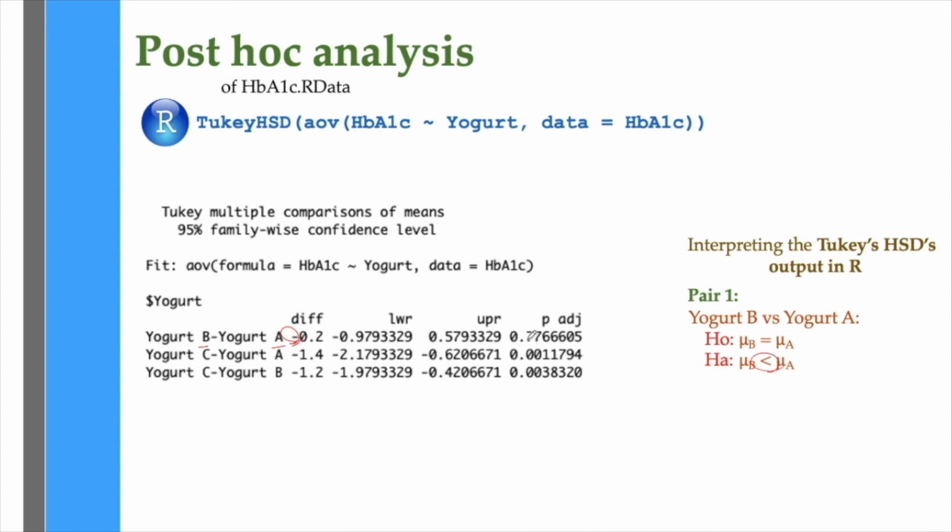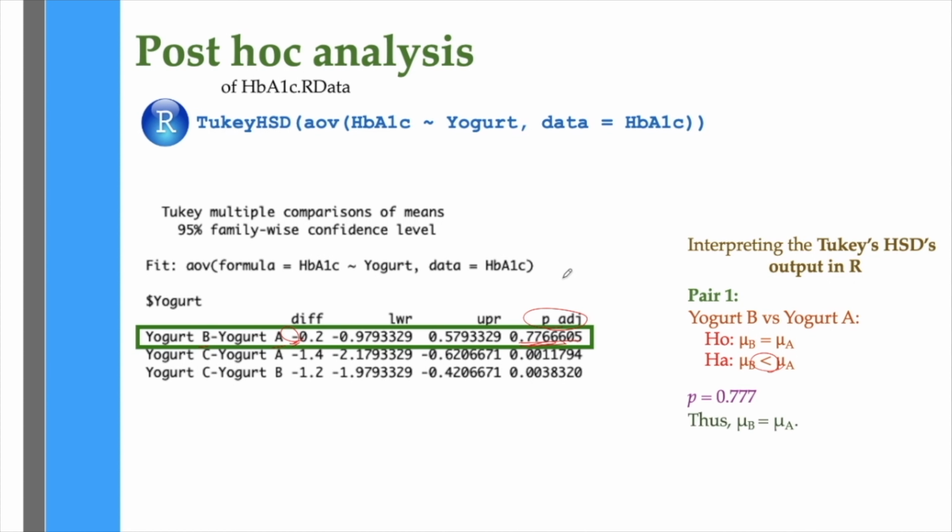And since the p-value here, this is called the adjusted p-value, is 0.777, which is greater than 0.05, then we're not going to reject the null hypothesis and conclude in favor of the null hypothesis, in which the mean HbA1c of those who took yogurt A and B are just equal.